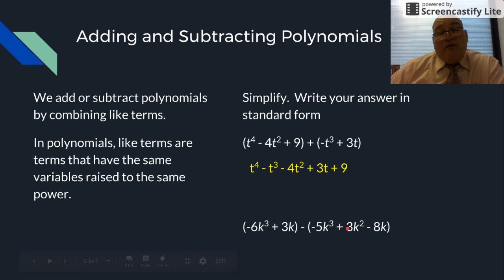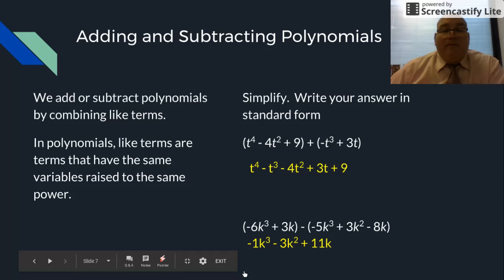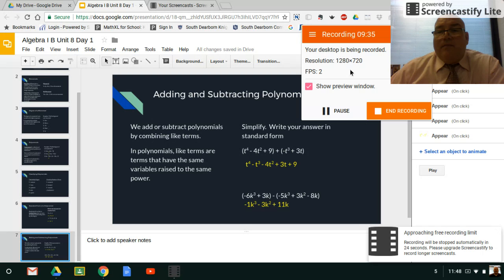Here in example 2, we have to subtract, and we do have like terms in example 2. The first terms, k to the third and k to the third. Those are like. So it's negative 6 minus negative 5. So minus minus, of course, becomes positive, and it becomes negative k cubed. 3k squared is the only k squared there, so it's going to go next, and it's going to be minus because the minus has to distribute through. 3k and minus negative 8k, those are like because they're both k to the first. So we get the final answer of negative k cubed, minus 3k squared because the negative gets distributed through, and then 3 minus negative 8 becomes plus 11k.